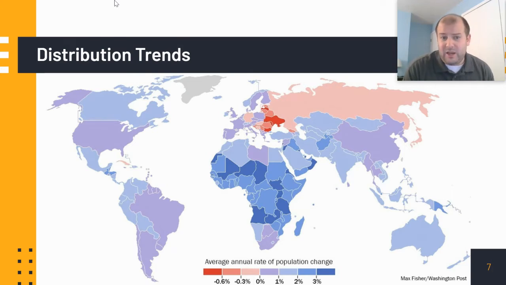Okay? The United States is experiencing population growth, but nowhere near as much as sub-Saharan Africa and Southwest Asia. Again, a map that's very useful for identifying where in the world population is growing, where's population remaining stable, where's population declining.